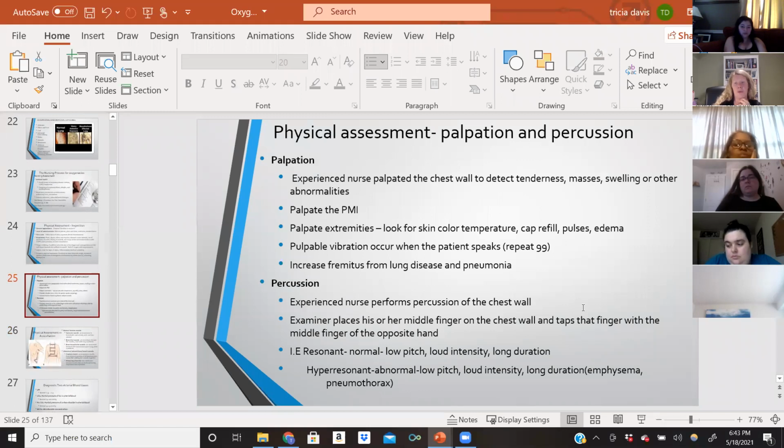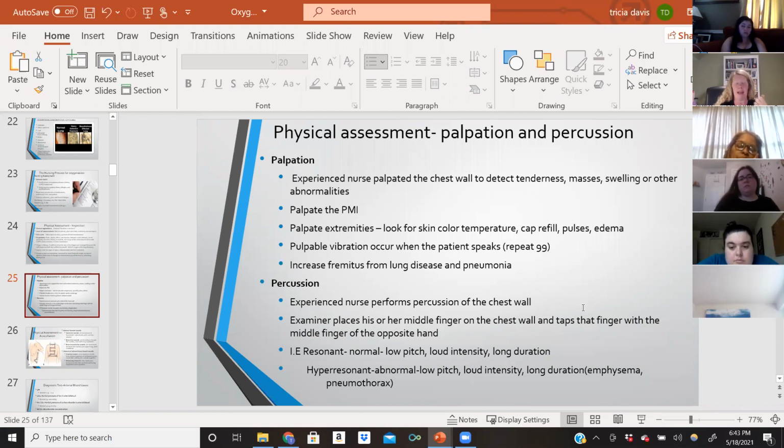So we're also going to do palpation. We're going to talk about percussion. You know, we don't do percussion, but we are going to talk about it. So palpation, this is when the nurse palpates the chest wall. You're going to look for any kind of tenderness. Do you feel any masses, any swelling, any abnormalities?